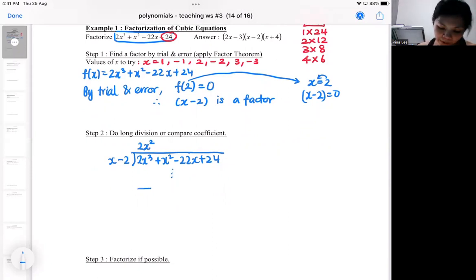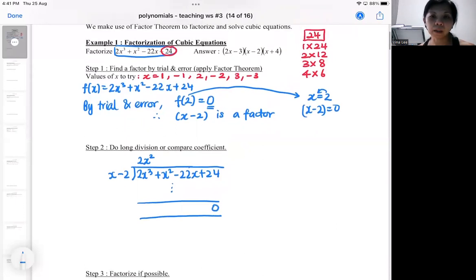And you must get a 0 because you already know that it is a factor. In this step, if you don't get the remainder 0, then something has gone wrong. That means you already made some careless mistake. So I will be getting something like plus 5x minus 12. So you do your own long division.